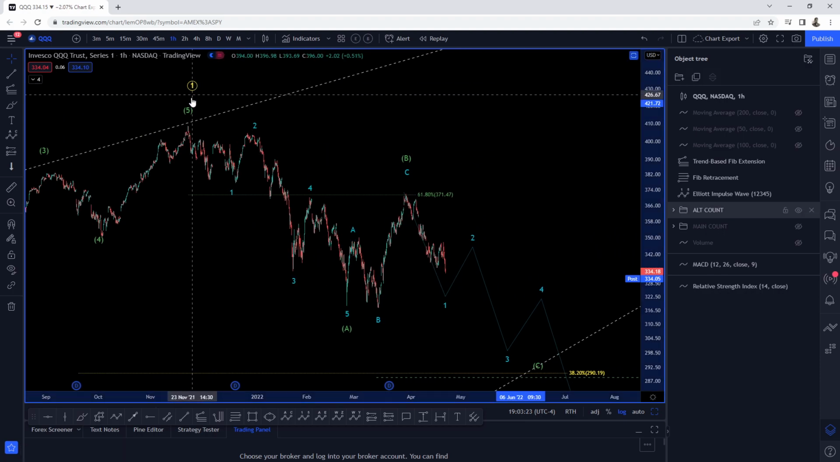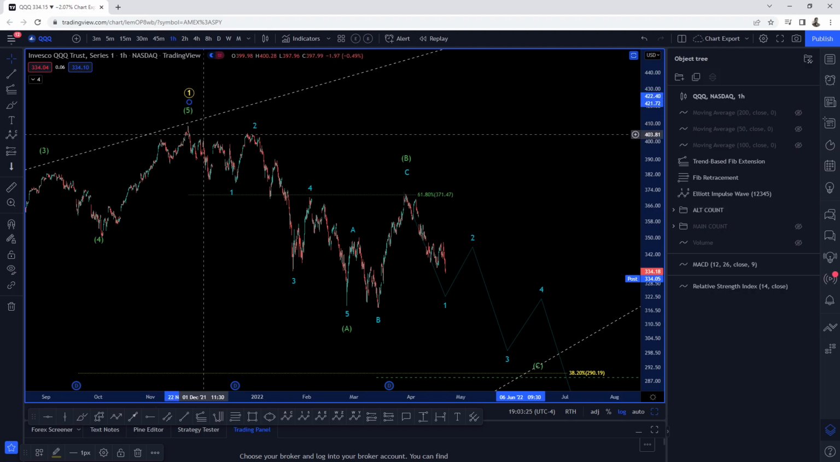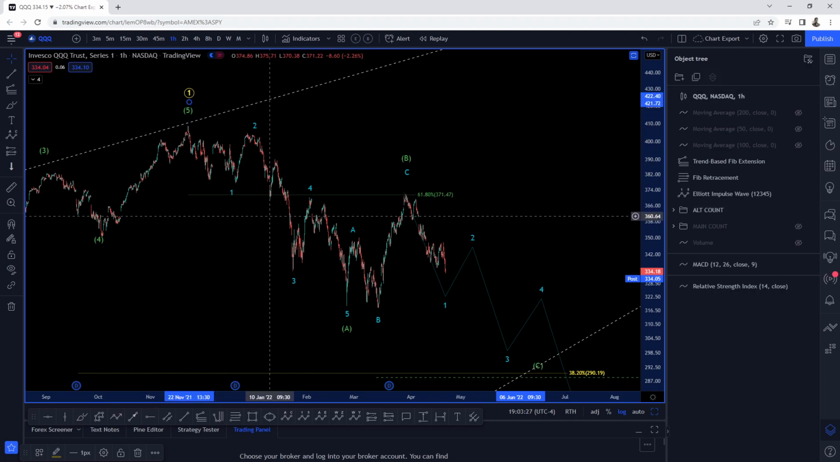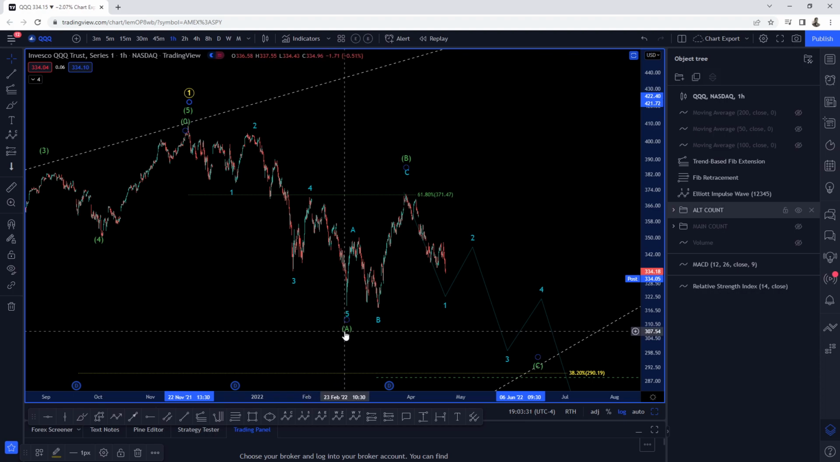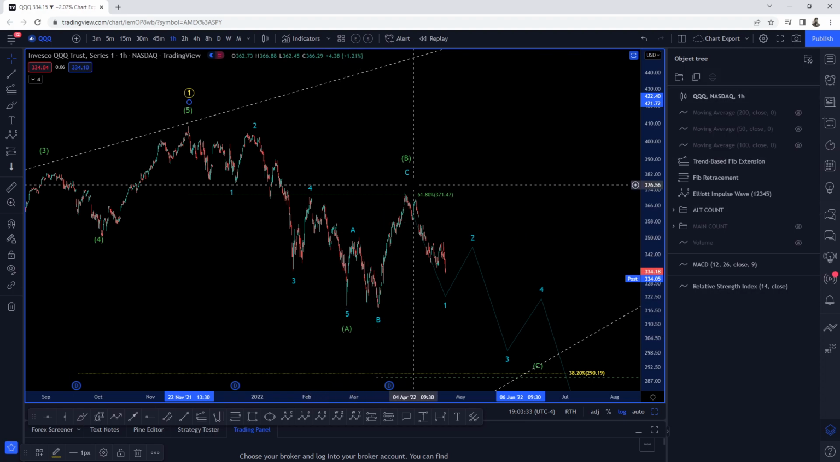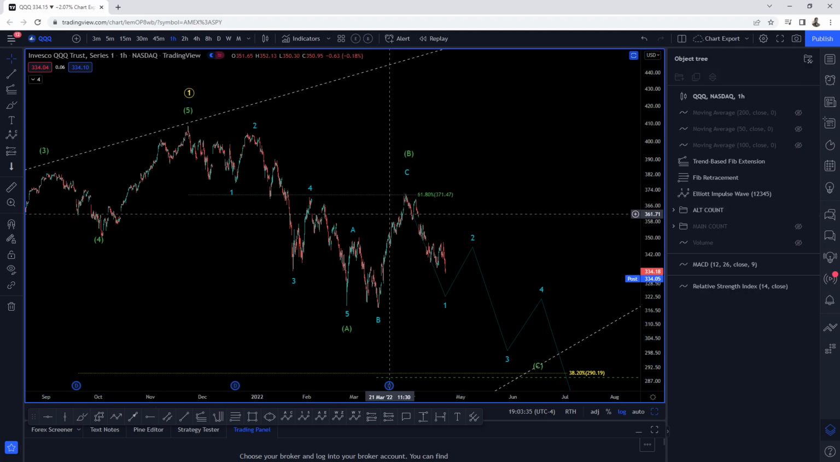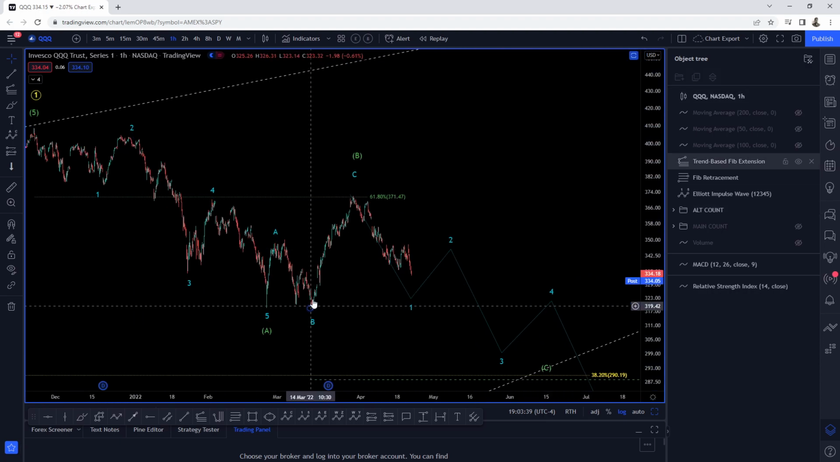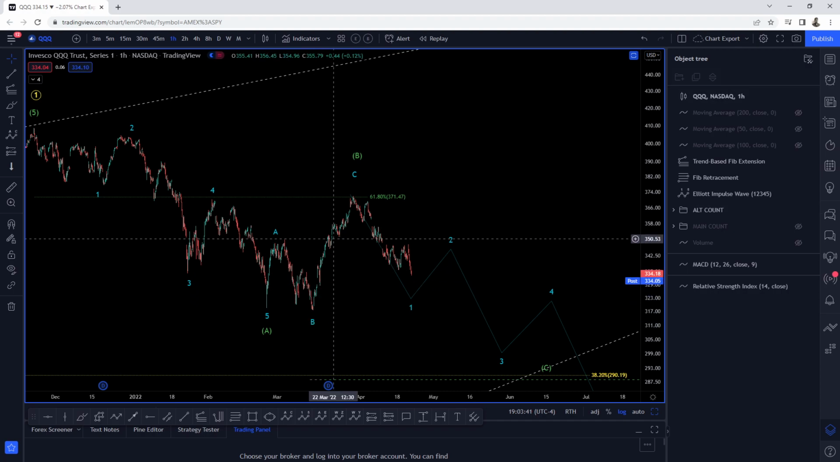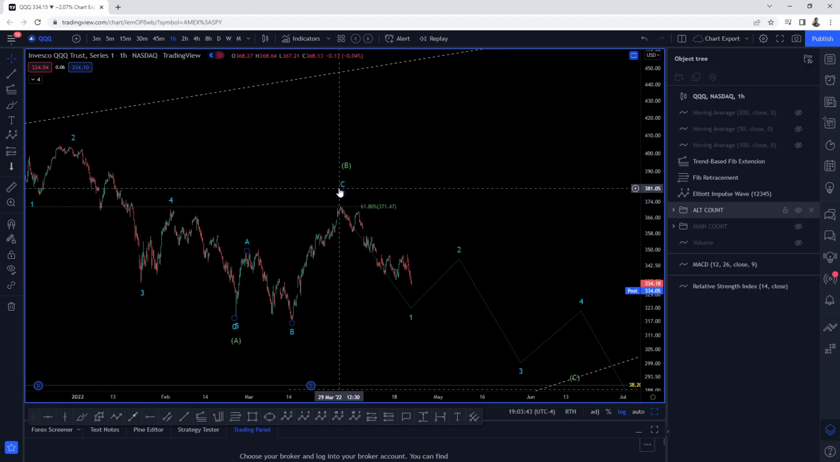Now, from our high here on November the 22nd, we have wave 1, wave 2, 3, 4, and 5 to complete the intermediate degree wave A. Then we have A, B, and C to the wave B. Now, wave Cs are made up of 5 waves, right? So we have evidence of that: 1, 2, 3, 4, and 5. We have 5 impulsive waves here.